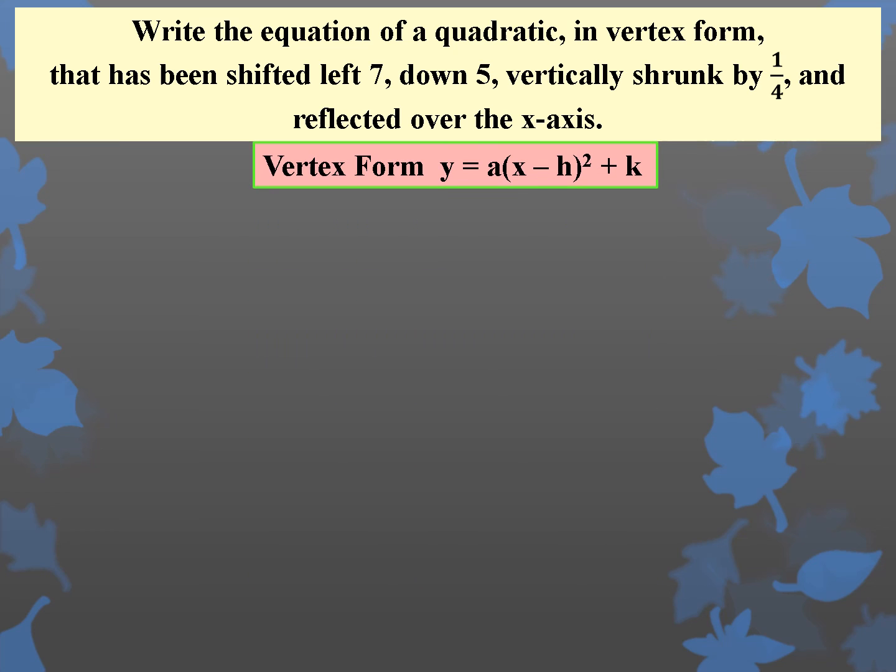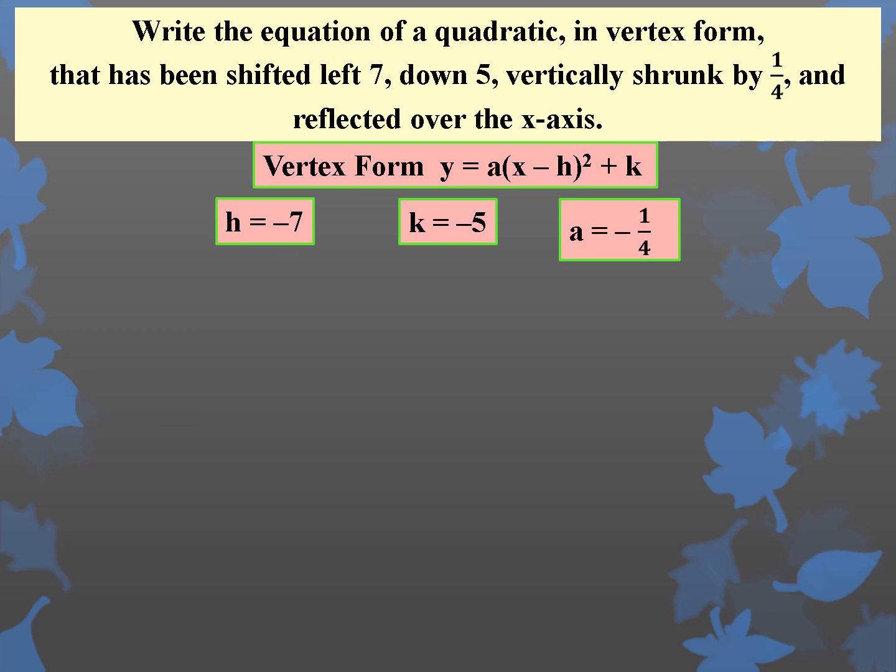Okay, we need vertex form. Left 7. That tells me that my h is -7 if I went left 7. Down 5, that means k is -5. Vertically shrunk by 1/4 means that a is 1/4, but it was also reflected over the x-axis. So that means a is really -1/4. I then take that and plug it in for a, h, and k, and there's my equation.